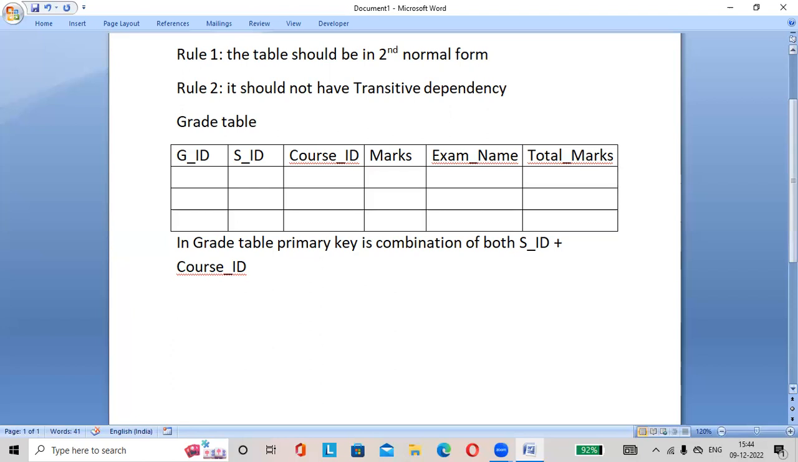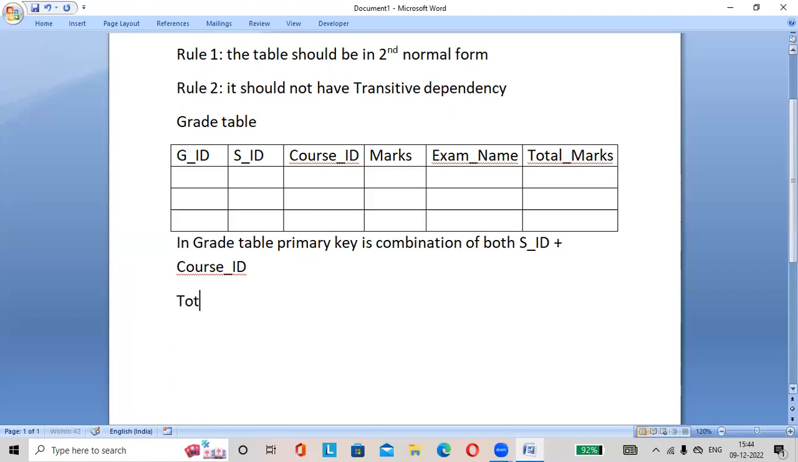Okay, exam depends on student. Here, exam name depends on student, and exam also depends on course. Yes or no? Whichever course we choose, the exam depends on that.